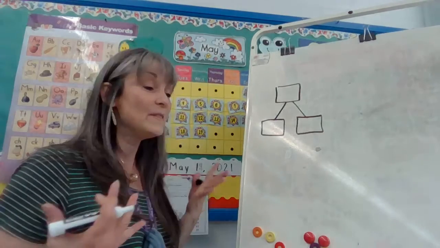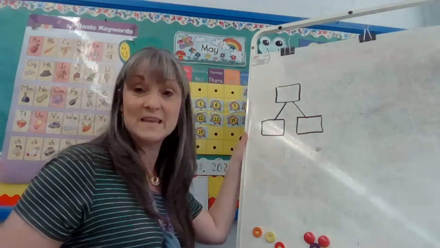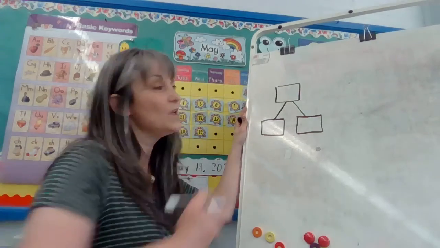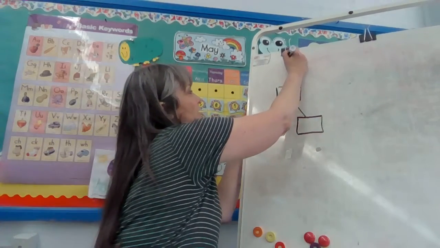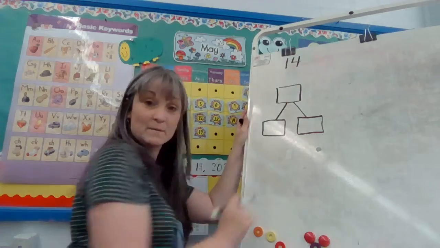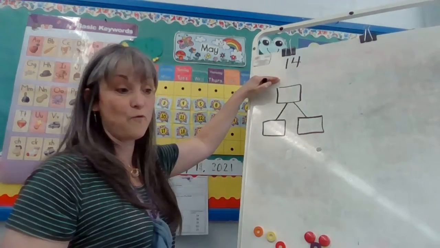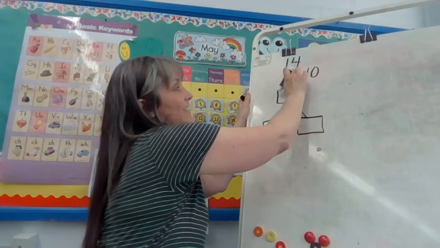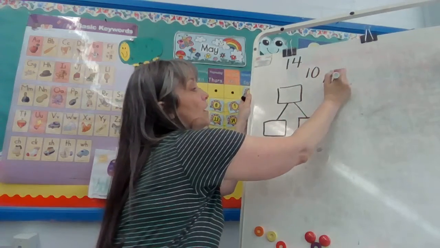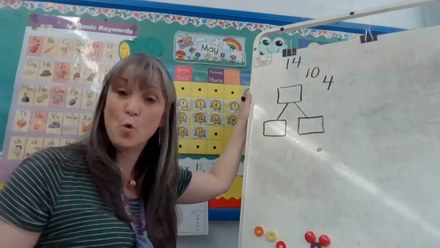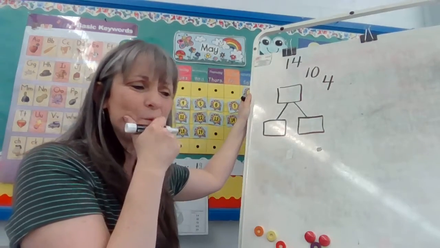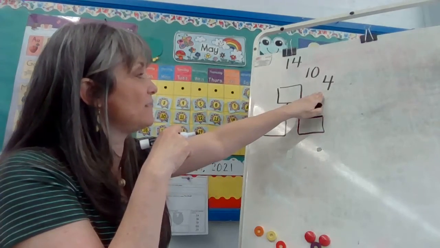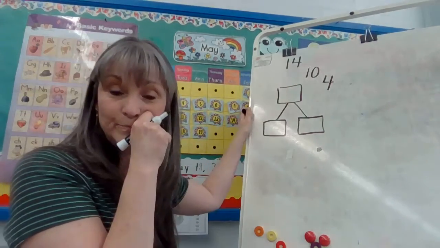So if this was the number bond that they wanted you to make, and they wanted you to do it for the number, let's say 14, right? Well, we know 14 is really 10 and 4, right? 10 and 4. So where will the numbers go? If these are the three numbers we have to use, where would you put them?